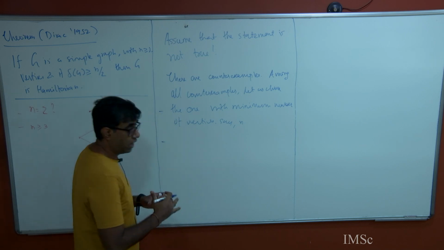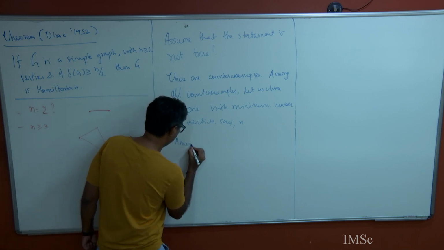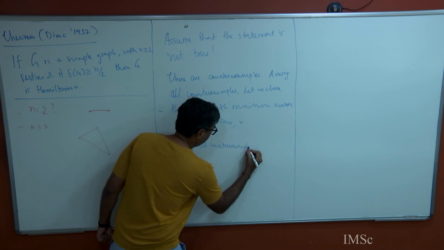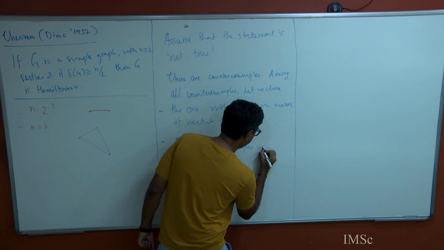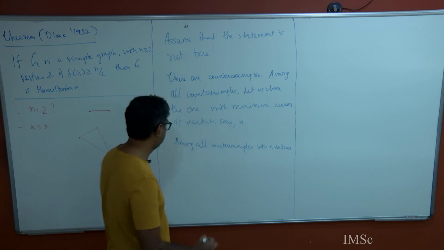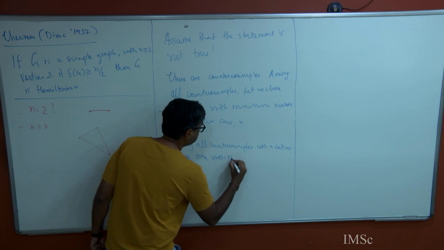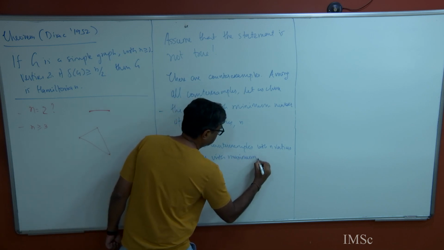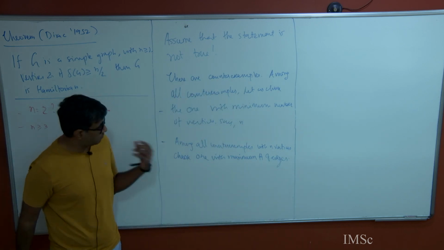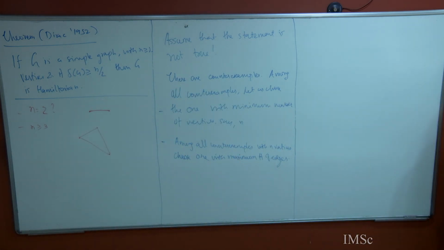Now among all counterexamples with n vertices, choose one with maximum number of edges. Okay. So what does it mean? First of all, the first statement means there is no counterexample on n minus 1 vertices. That's the first thing.